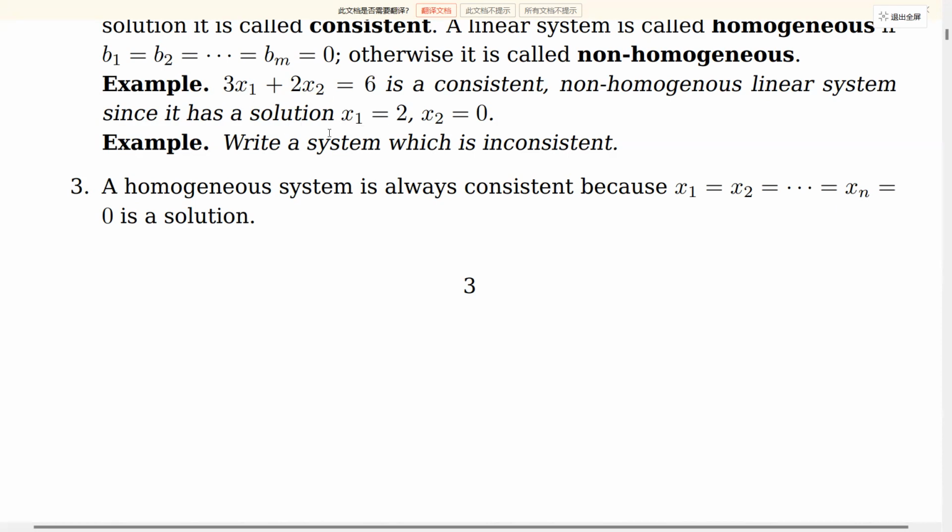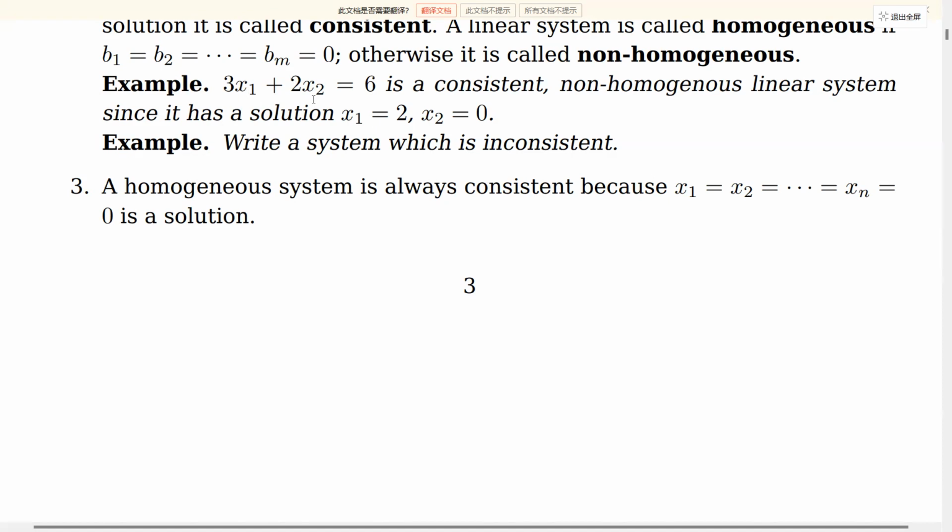So you have one solution to this equation, but you can find, of course, infinitely many solutions, as we know. So it is consistent. And it's not homogeneous because you got 6 on the right, which is not 0. All right. So this is a consistent, non-homogeneous linear system. Although it only has one equation, you can still call it a system.